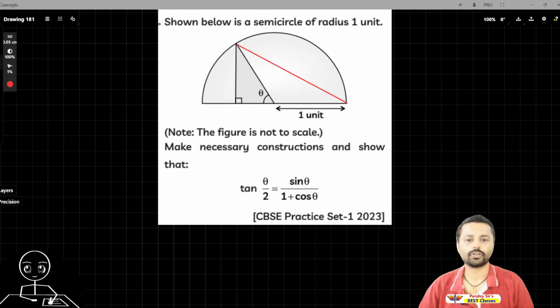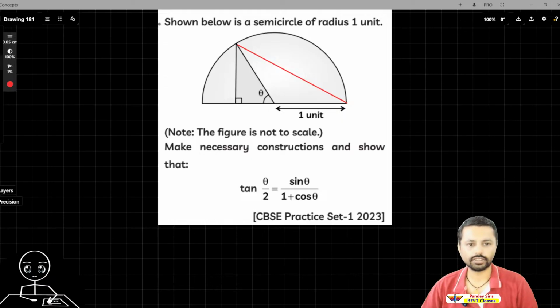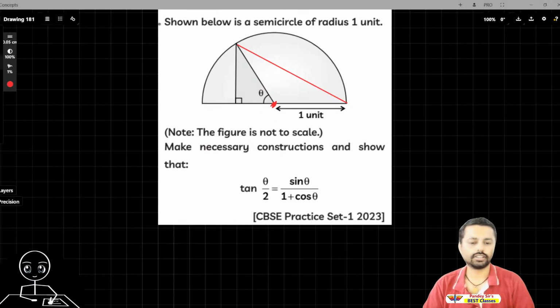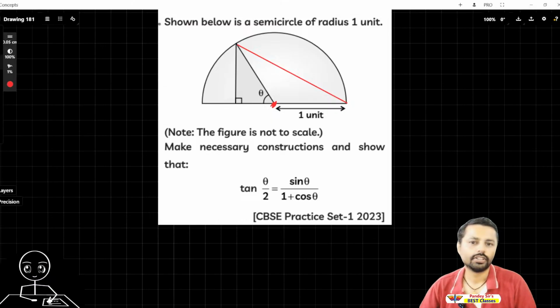Okay. Now, shown below is a semicircle of radius 1. This is the center point. If that's the case, then this should be theta by 2. This value will become theta by 2. This also becomes theta by 2. Okay, this value will get theta by 2.